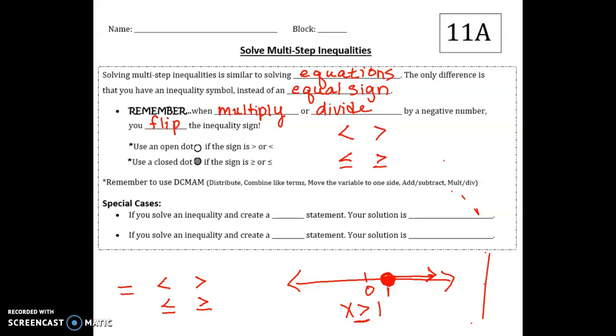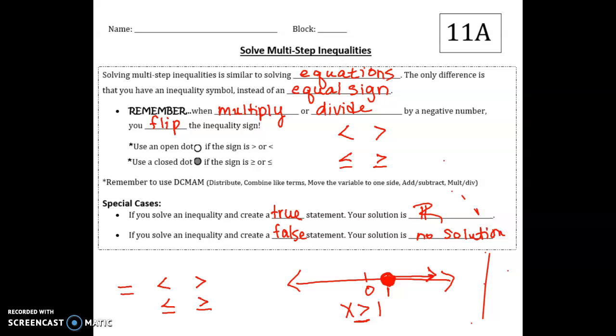We will also be solving special cases. If we solve an inequality and we create a true statement, just like when we solved equations, your solution is going to be all real numbers. And if you solve an inequality and you create a false statement, it's going to be no solution.